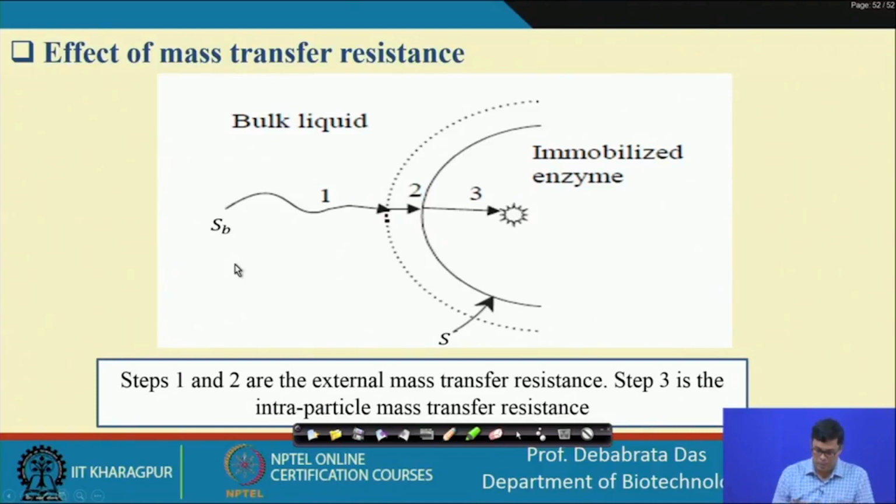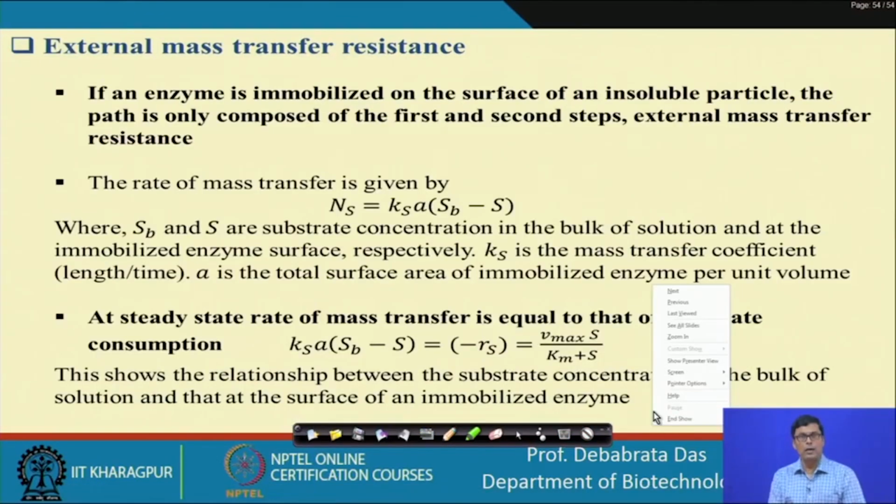This is the substrate, this is the bulk, am I right? The bulk diffuses to the surface, and this is the stagnant zone, it comes like this, and then it diffuses here. So this is step 1 and 2, external mass transfer diffusion, and step 3 is the intraparticle mass transfer diffusion that takes place. Here the question comes why I try to discuss how the external mass transfer diffusion problem can be explained.